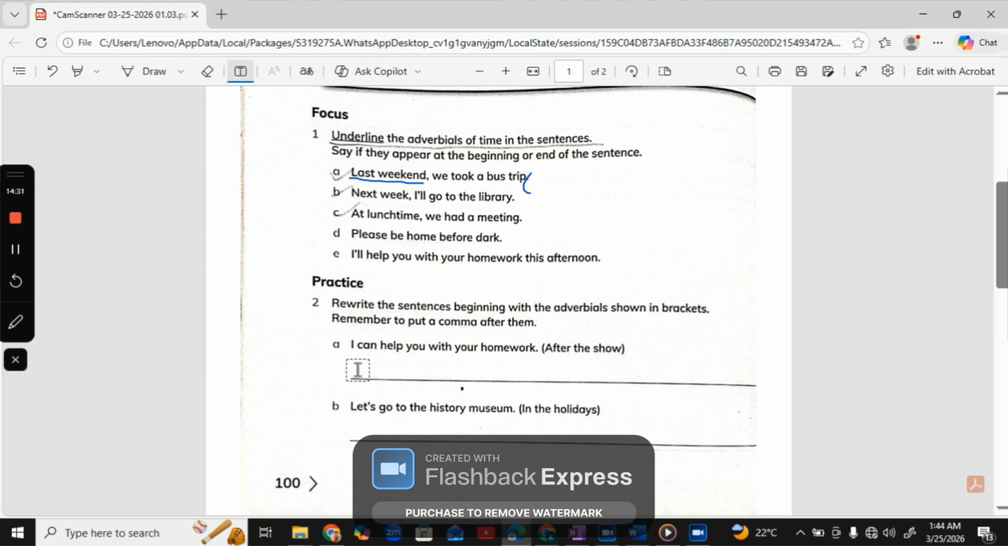For example, the sentence is: I can help you with your homework, and in the brackets: after the show. How will I be solving it? I will be saying, after the show, I inserted the adverbial at the start. After that, I'm going to put a comma. Remember, whenever you're using an adverbial at the start of a sentence, you'll be using a comma. I can help you with your homework.